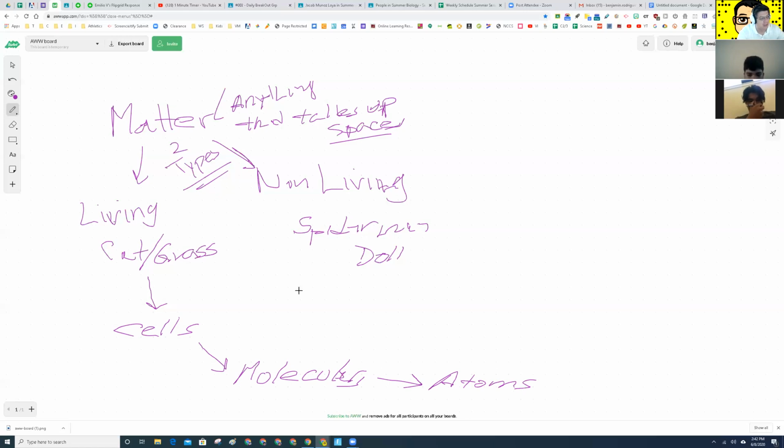That's the big takeaway for today: things that take up space can either be living or non-living. The living things are made out of cells, and these cells are made of molecules. How do you make a molecule? By putting atoms together.